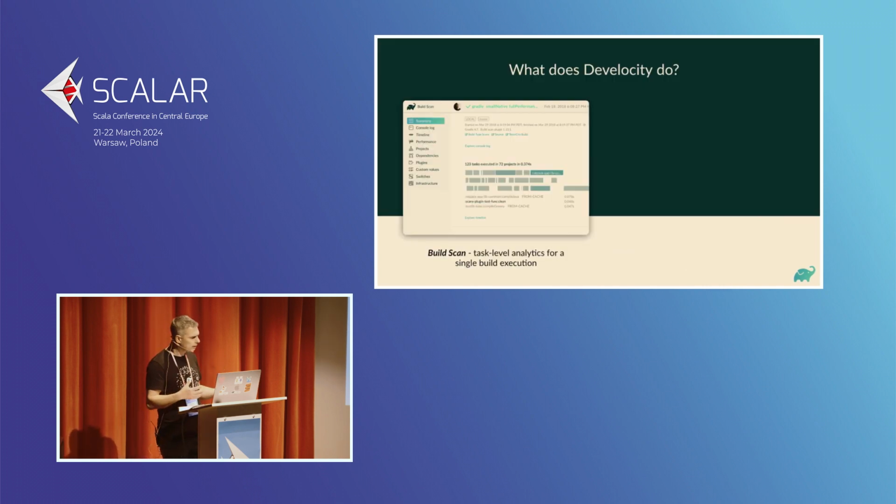So what does it actually do? On the left, we see one big part of the functionality that we call a build scan. And this is like an X-ray for your build. It collects everything that happens during the build, and it displays it in a UI that is easy to understand, it's shareable, and you get task-level analytics for a single build execution. So you have separate sections for tests, for failures, and so on. We'll get to a demo in a bit.